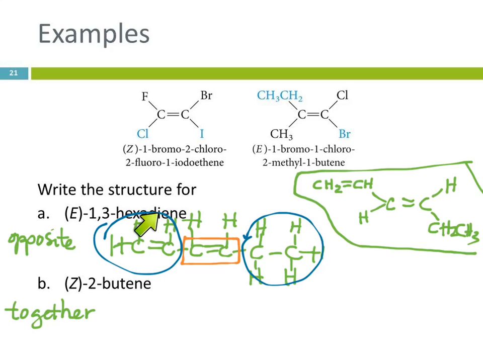When you're given a name like this and asked to write the structure, you're probably going to have to do some scribbling because it's really hard to just draw it out beautifully the first time and have the right orientation. 2-butene. Well, butene is 4 carbons, right? And 2 means that the double bond is on the second carbon. And then we've got hydrogens and 3 hydrogens out there and 3 hydrogens out here.